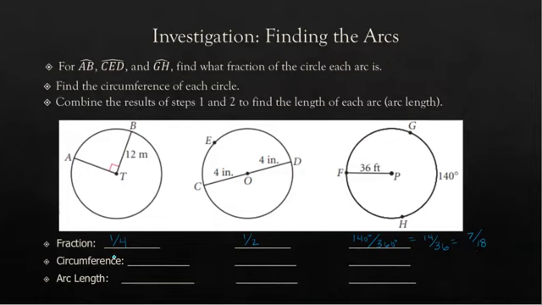Now let's go back and find circumference. We only have the radius in this case, so the circumference is 2 pi times the radius. So 2 times 12 would be 24 pi. And if we use the pi button on our calculator, we're going to get 75.4 meters.